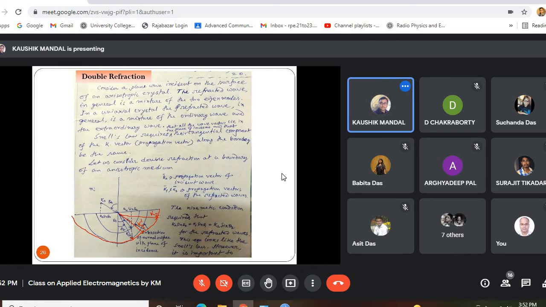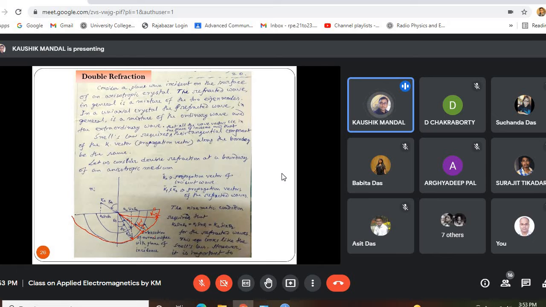If the corresponding refracted wave moves along this direction, then what will be the k value? k2 double dash. Now tell me, what about this value of k2? k2, k2 dash and k2 double dash, are they equal? Obviously not. So in case of an ellipsoidal surface, this k value is no longer constant, rather it depends on the direction of propagation.